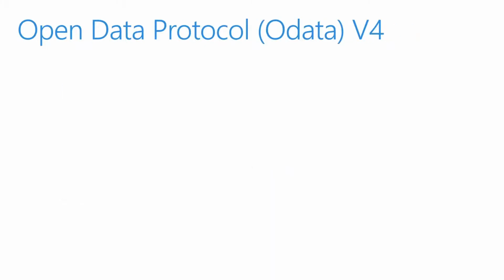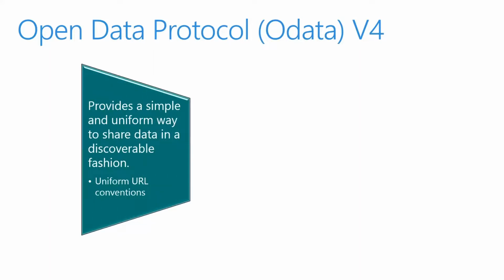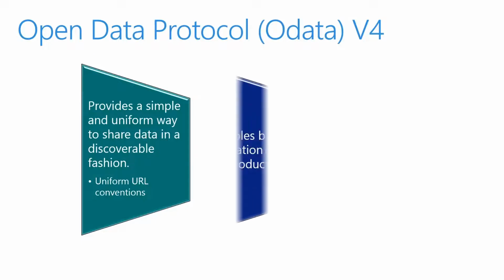OData, or Open Data Protocol, is used for creating and consuming data. OData provides web technologies such as HTTP and JavaScript Object Notation, or JSON, to provide access to information from various programs. It supports uniform URL conventions for features like filtering and sorting data. More information on this can be found at odata.org.